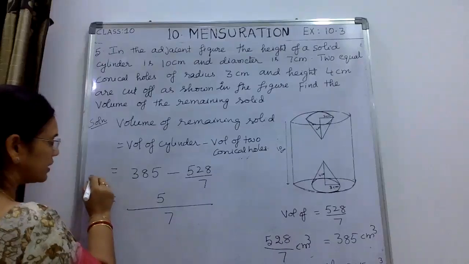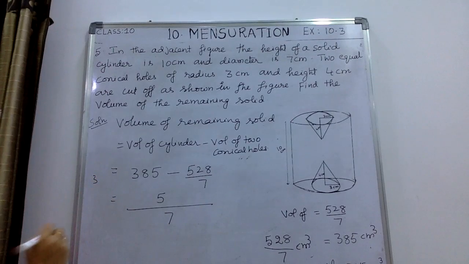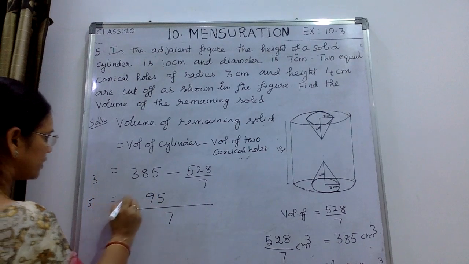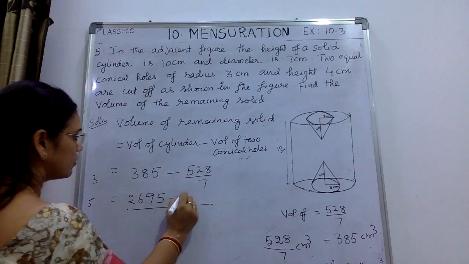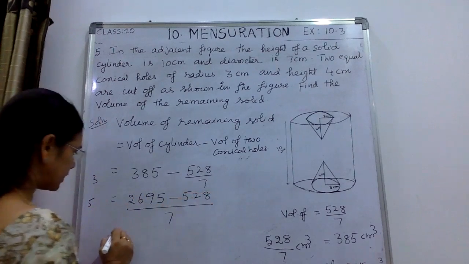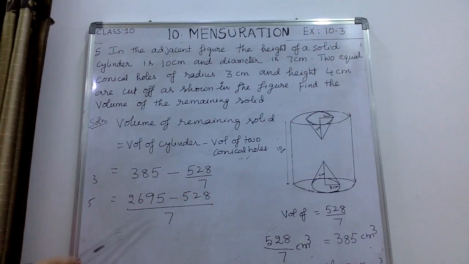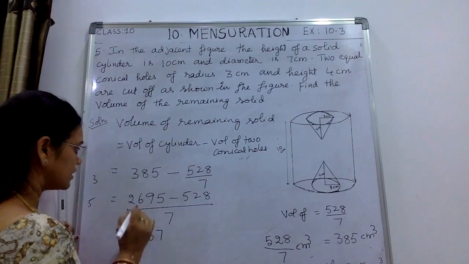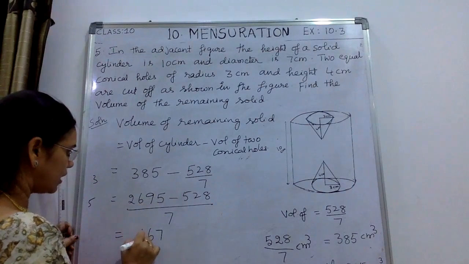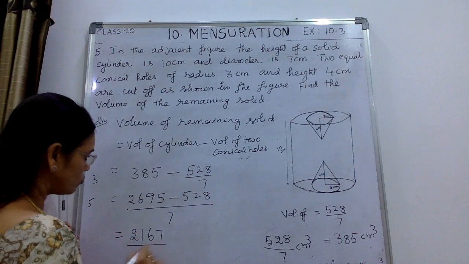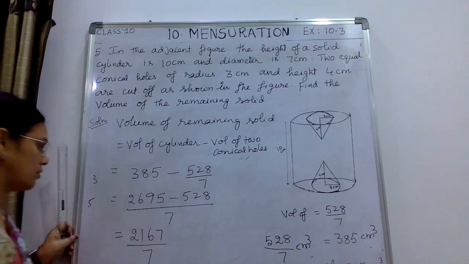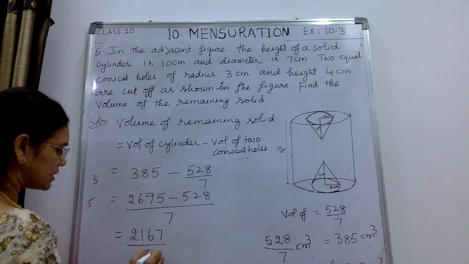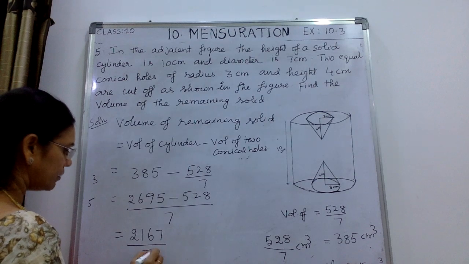7 5s are 35, 7 8s are 56 plus 3, 59. 7 3s are 21 plus 5, 26 minus 528. Do the subtraction. 15 minus 8, 7. 8 minus 2, 6. 6 minus 5, 1. 2167 by 7. After doing the division, so 2167 is divided by 7.